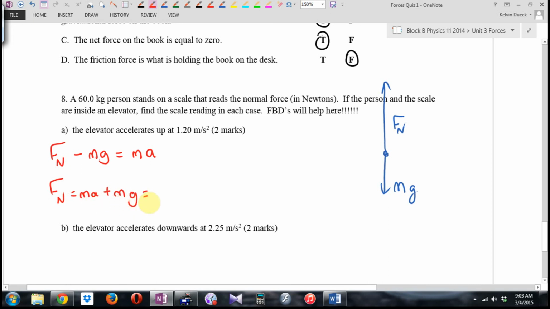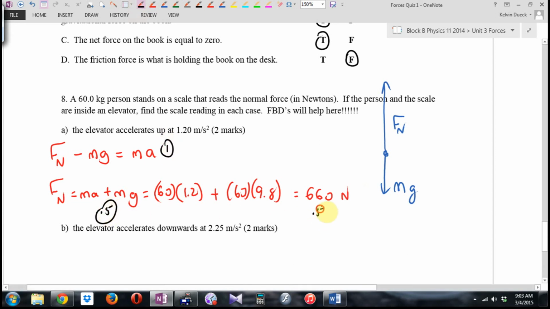Mass 60. In the question, 1.2 plus 60 times 9.8. You know what? I think I can do that in my head too, because it's really going to be 60 times 11. 660 newtons? I can do decimals in my head. How many marks is this worth? 2, because it required a free body diagram and rearranging an equation. I would probably give you 1 mark if I saw that, half mark if I saw that, and then a half mark for the answer.